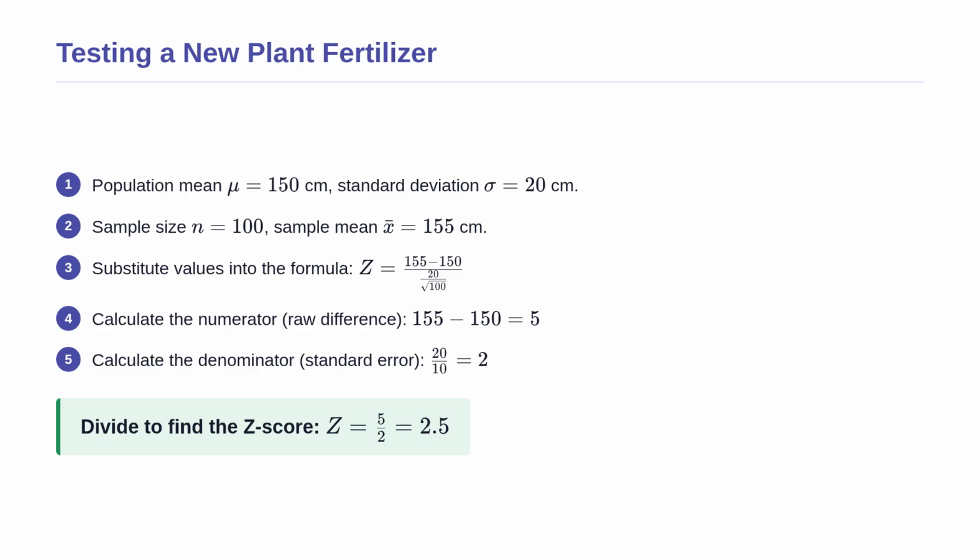We plug our known values into the formula. The numerator becomes 5, representing the raw difference in height. For the denominator, the square root of 100 is 10, and 20 divided by 10 gives a standard error of 2. Finally, dividing 5 by 2 gives us a final z-score of 2.5.